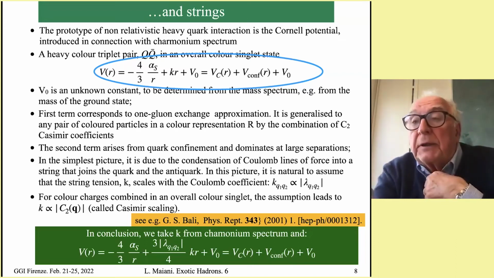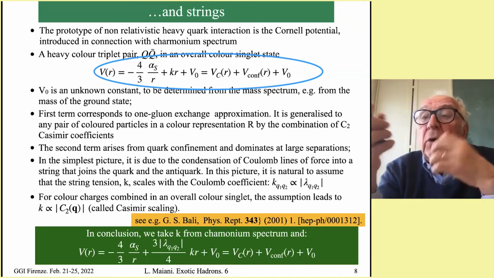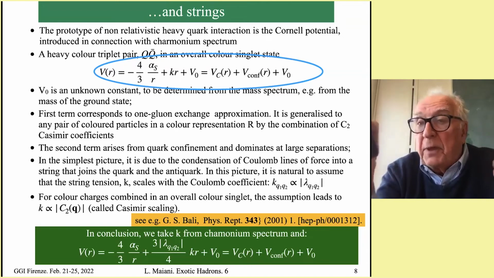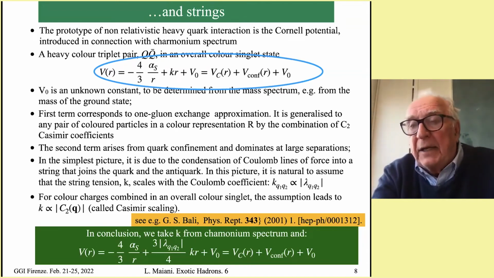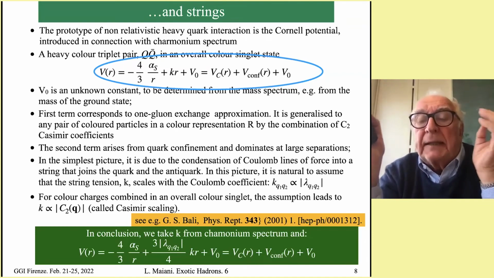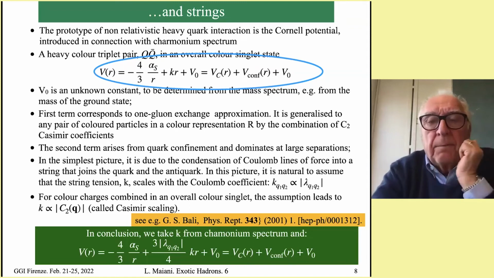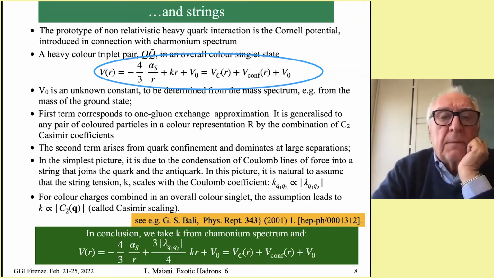And then you have a constant, because this potential is confined. You cannot say that the two particles at infinity will have zero energy, because in fact, the energy at infinity will be infinity. So you have to add a constant that will have to be fixed from a single mass of a particle in this potential.